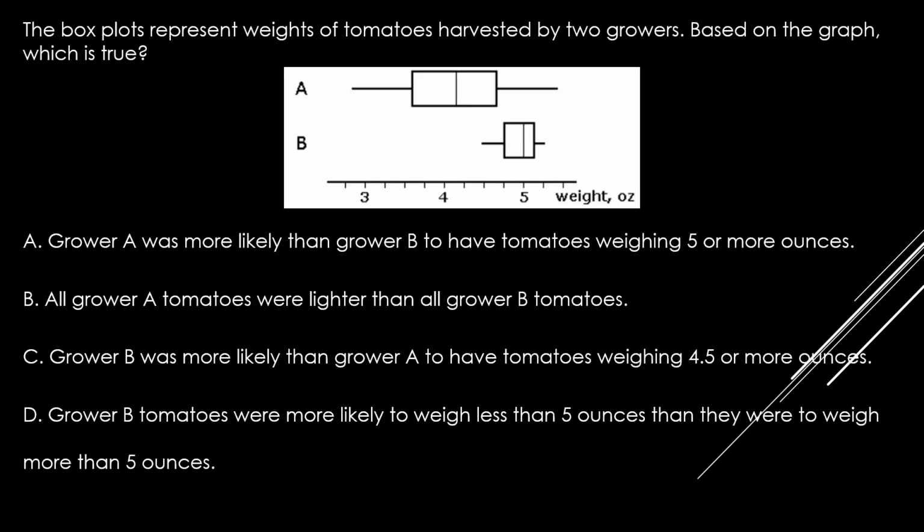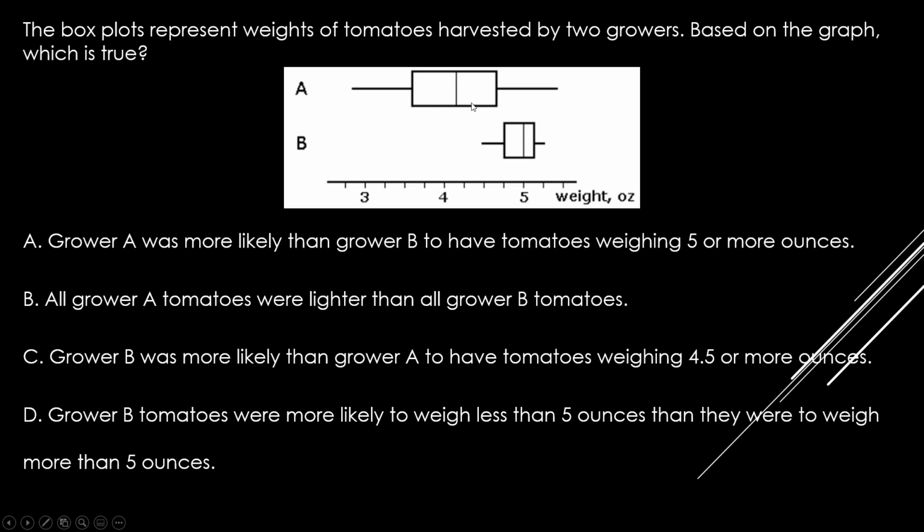All right, so this box plot represents weights of tomatoes harvested by 2 growers. Based on the graph, which is true? So when we are looking at these answer choices here, we are seeing which is more likely. Grower B was more likely than grower A to have more tomatoes. So we're looking at weights here, okay?